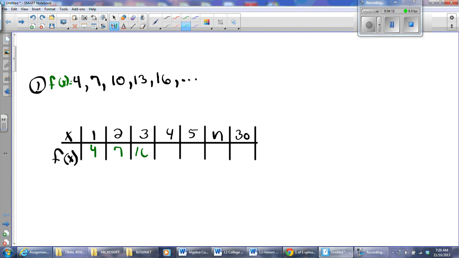The third one is 10. That's what the 1, 2, 3, 4, 5 mean. Okay, the fourth one is 13. Fifth one is 16. I don't know n, I don't know the 30th one. Now what I do is I find the first differences.